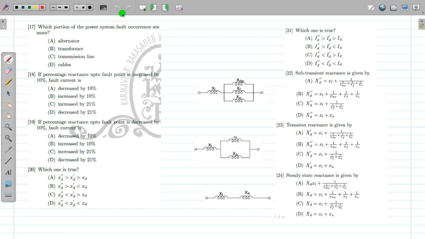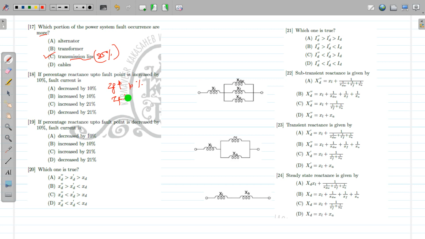Which portion of the power system has more fault occurrence? In case of the transmission line, it is observed that 85% of faults take place in the transmission system. If the percentage reactance up to the fault point is increased, so ZF is increased by 10%.